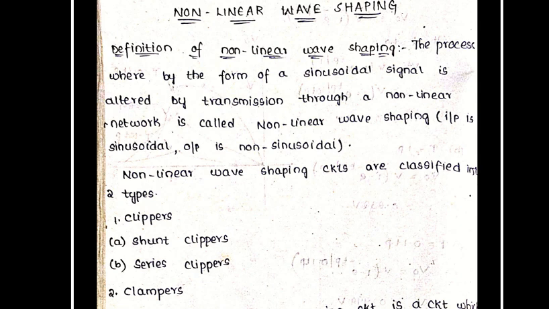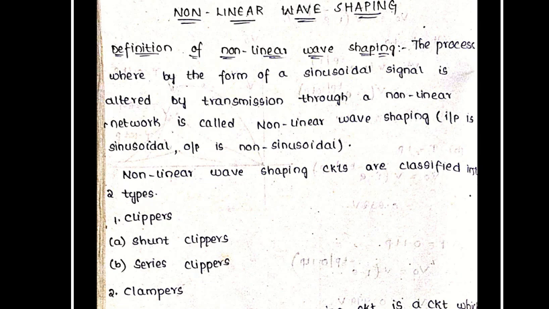Basically, if we apply an input waveform to a circuit, and the circuit changes the shape of the waveform of the input signal, then we can call that circuit a wave shaping circuit. If that circuit consists of non-linear elements and these non-linear elements play a key role in wave shaping, then we can call that circuit a non-linear wave shaping circuit.